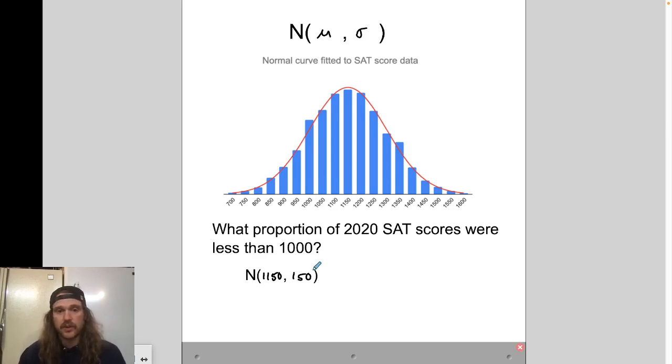To answer this question, let's go to here. Here's my mean, 1150. And 1,000 is lower than my mean by exactly 1 standard deviation. So what proportion of SAT scores were less than 1,000? This is easy for me to answer because that falls right on a standard deviation measurement. It falls right in this area, right on that subtracting 1 standard deviation.